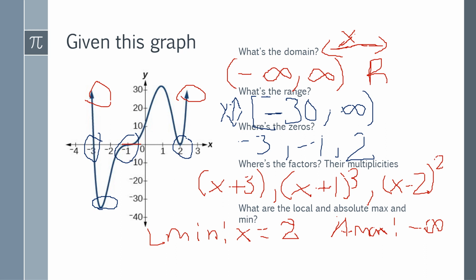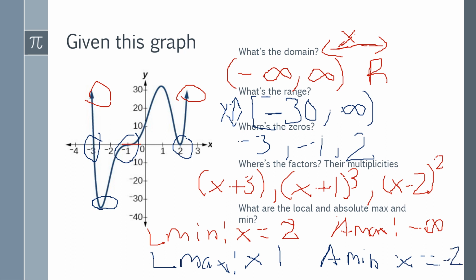Alright? So my local max, I'm just looking for hills. So that's going to be where x is just 1. But my absolute min is going to be when x is at -2.